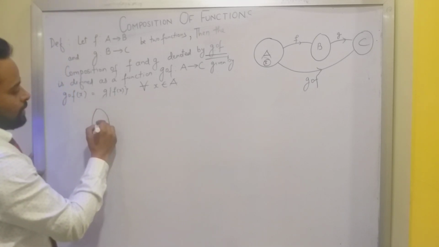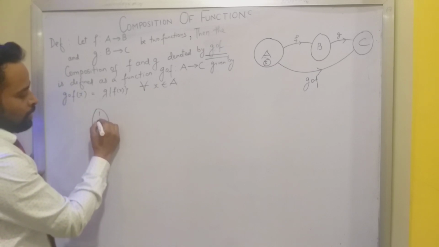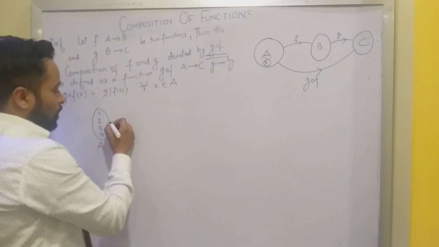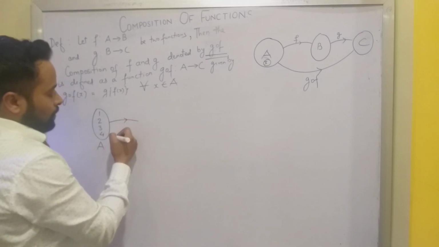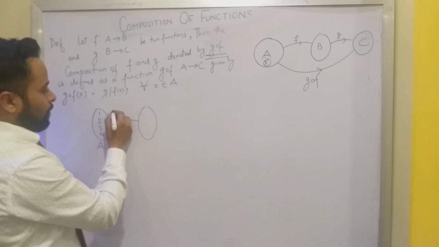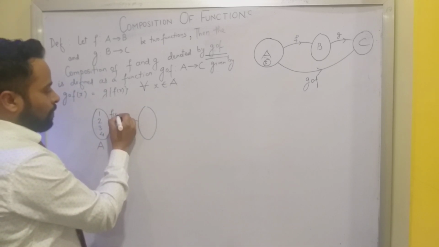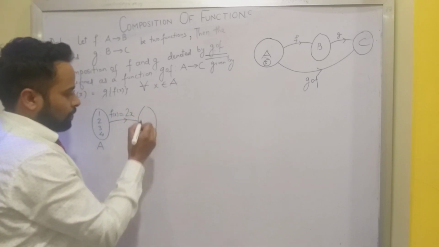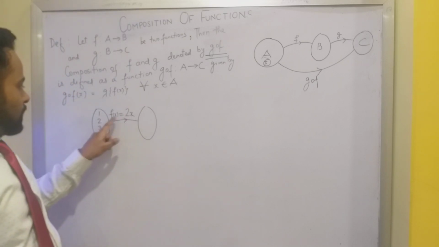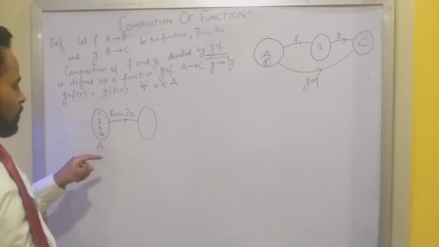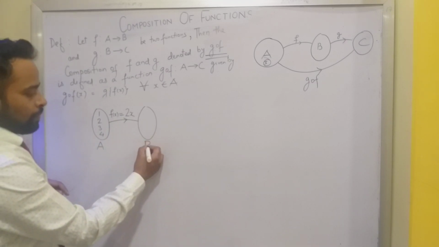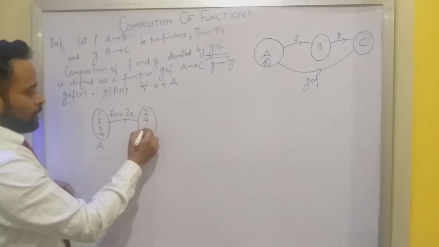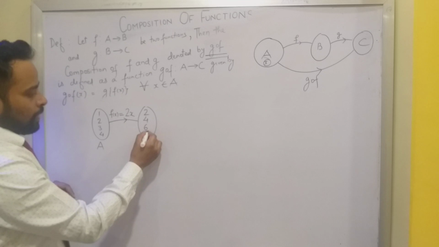Let us take set A as 1, 2, 3 and 4. It undergoes a transformation with a function f, and what can be the simplest f of x? Say 2x. So x takes the values 1, 2, 3, 4. So f is a function from A to B: 2 into 1 is 2, 2 into 2 is 4, 2 into 3 is 6 and 2 into 4 is 8.